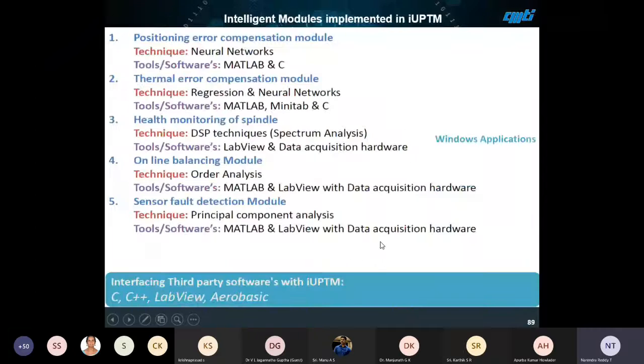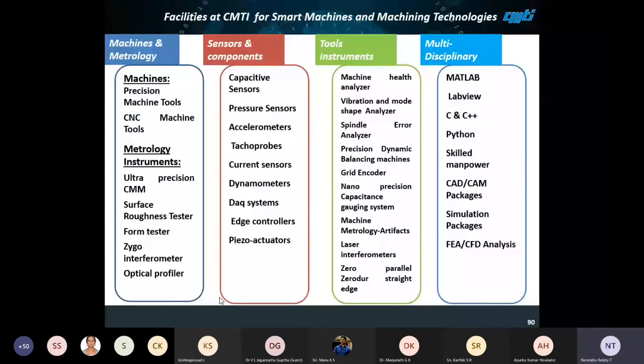And for all this expertise, we could interface to our machine and make it an intelligent machine with the help of C, C++, LabVIEW and Aero Basic programming. And if you want to make such kind of AI and ML, I just want to show you the facility is also very important for you to do experimentations.